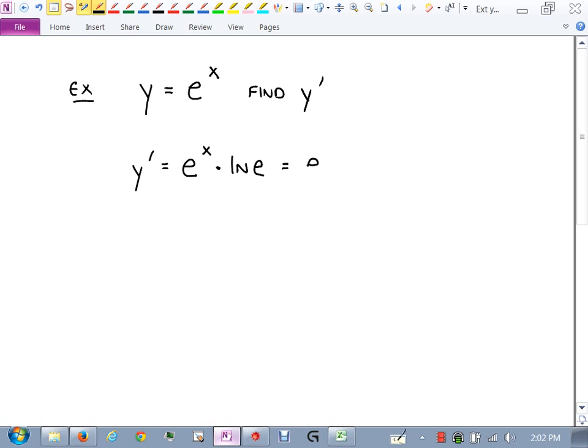All right, let's try another example. What if y is equal to e to the x? That's like 3 to the x, isn't it? I mean, it's just an exponential function. Find y prime. So it's e to the x times natural log of e, isn't it? But isn't that 1? Isn't natural log of e 1? Yes. So that means it's just e to the x.